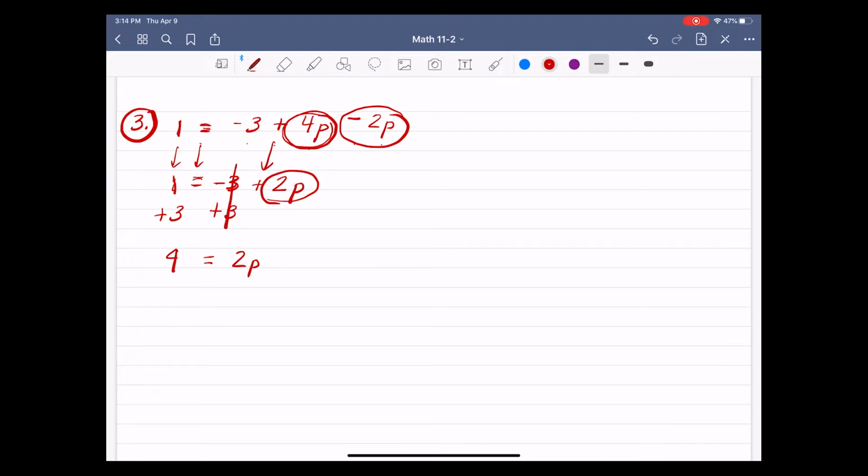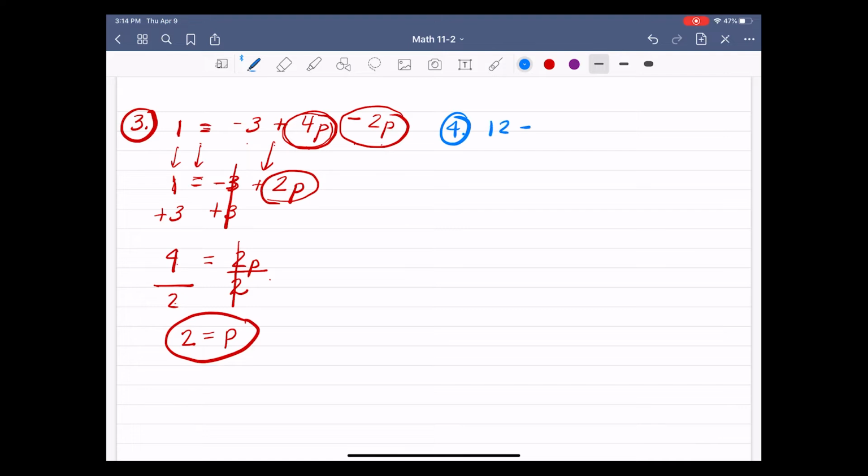What operation is being performed on p? Multiplication. The inverse is division. If it's being multiplied by 2, I'm going to divide by 2. If I divide the right side, I have to divide the left side. So I'm going to divide that side by 2. 2 divided by 2 is 1. 1 times p is p. 4 divided by 2 is 2. Our answer is 2 equals p. Number 4.